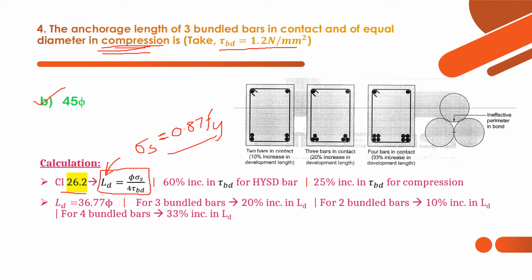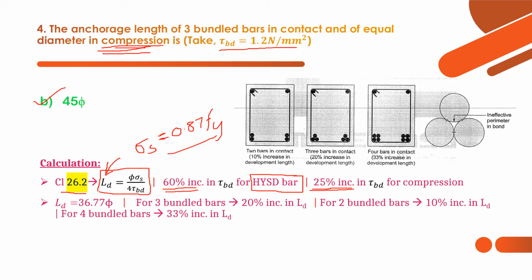So when bars are in compression, we have to increase tau BD, that is bond strength, by 25%. And if we are using HYSD bars, that is nothing but high yield strength deformed bars, that is Fe 415 or Fe 500 like that. If we use Fe 250, that is mild steel bars, we don't increase anything. So we are assuming that we are using high yield strength deformed bars, for example Fe 415 or like that. So for that we are increasing tau BD value by 60%.